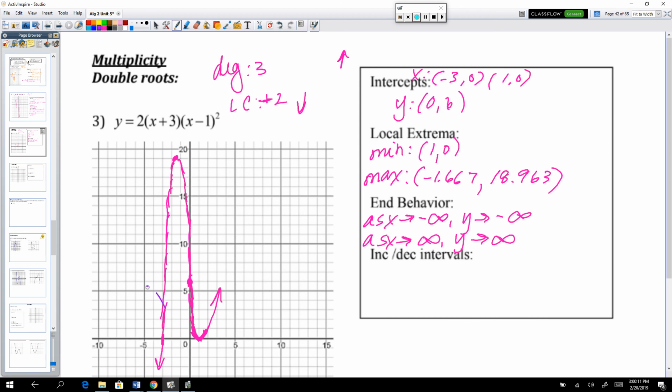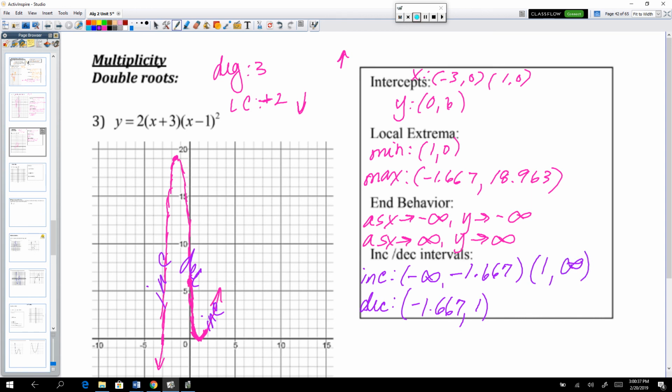So we know we're increasing here, we're decreasing here, and we're increasing here. So we begin by increasing from -infinity all the way to that max. Remember, the x-coordinate is used, so -1.667. Then we immediately begin decreasing, -1.667, all the way down to that minimum of 1. And then we immediately begin increasing again from 1 all the way to infinity.